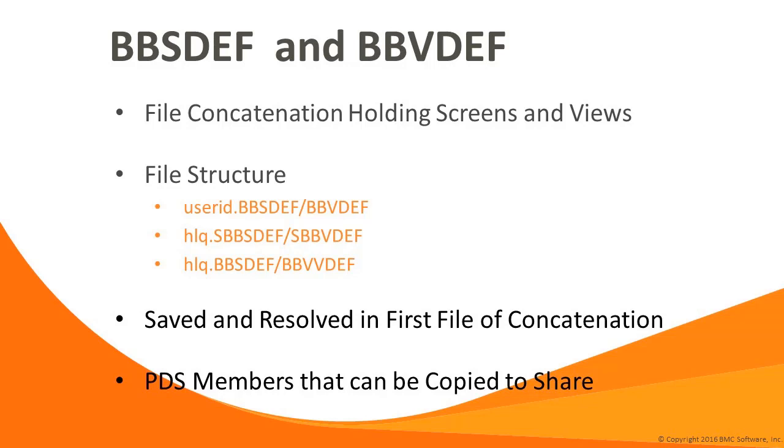Users will be prompted to allocate their user-level libraries each time they start a MainView session until they allocate these libraries. Views and screens are displayed from the first hit in the concatenation. To share summarized views and screens, you can copy the PDS members in the BBVDef and BBSDef files.